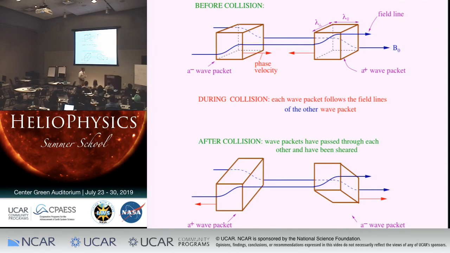What happens when they collide? Well, the fluctuations follow the field lines obtained by adding B naught to the magnetic field of the other wave packet.